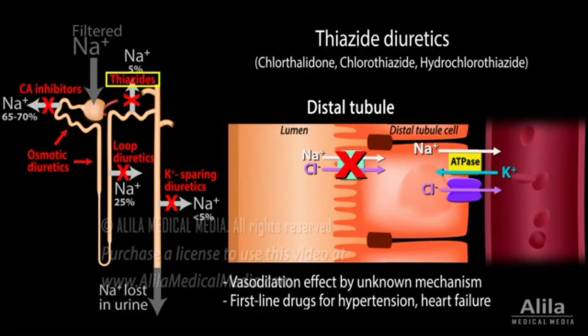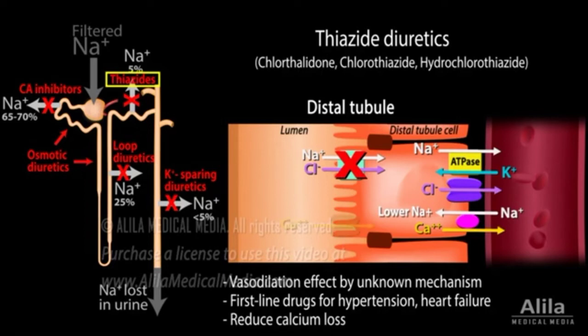Unlike loop diuretics, thiazides reduce calcium loss in urine and can be used to prevent formation of new calcium kidney stones. This is because lower intracellular sodium induced by thiazides leads to higher calcium reabsorption mediated by the sodium-calcium exchanger located on the basolateral membrane. Other side effects are similar to those of loop diuretics and include hypokalemia, metabolic alkalosis, and hyperuricemia.